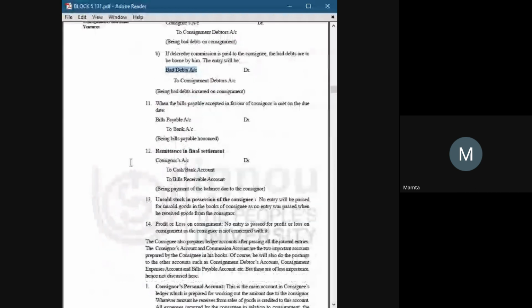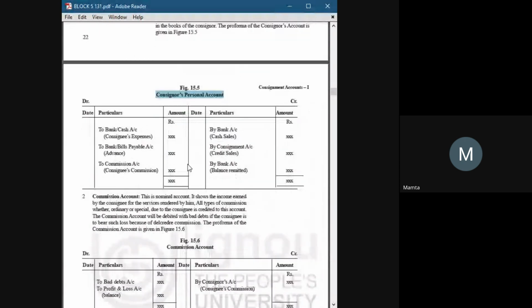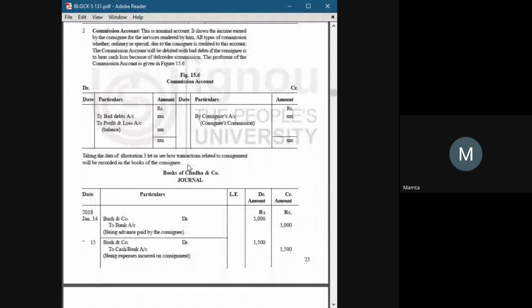Remittance in final settlement: consignor account debit to cash or bank account, to bills receivable account. Unsold stocks in possession of consignee: no entry is passed, so that's why we don't pass. Consignor's personal account along with the commission amount.